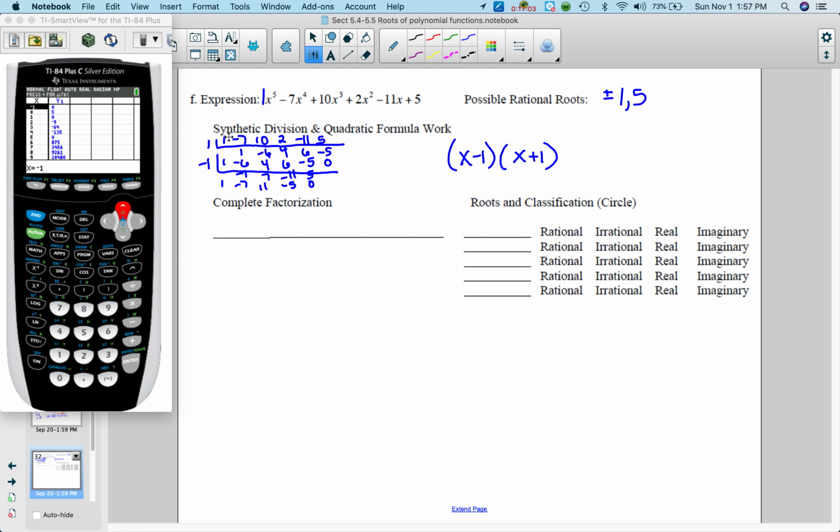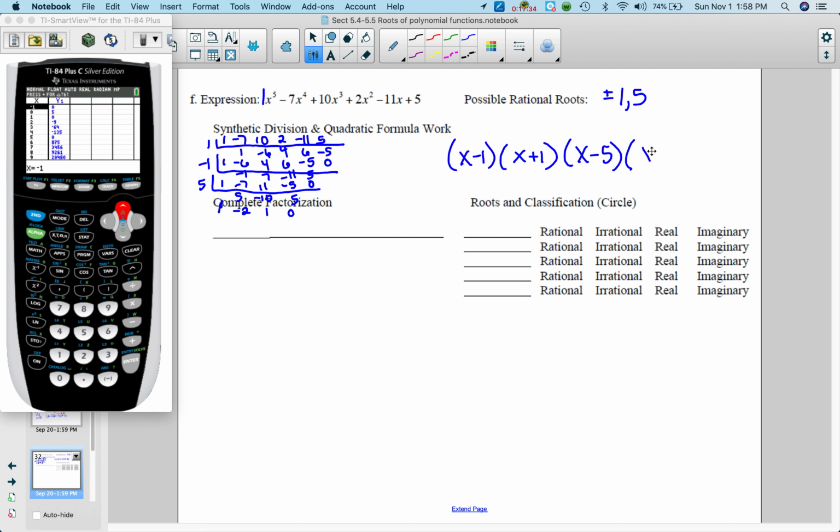Now, the problem is I started with 5th power, then I went down to the 4th power, now I'm at the 3rd power, and I still am not down to a quadratic. So I need another one that works. Well, if you just look on your list, you have a 5 that works. So do it again. I'm going to bring down the 1. So we have a 5, which gives me a negative 2, negative 10, which gives me a 1, and a 5, which gives me a 0. So 5 works, so that means x minus 5 is a factor.